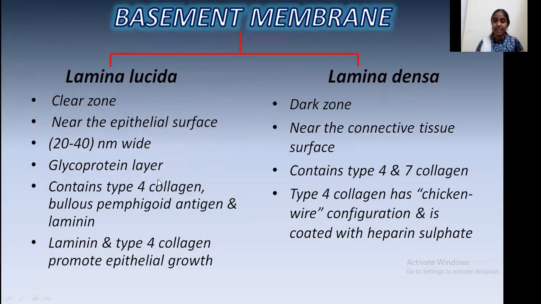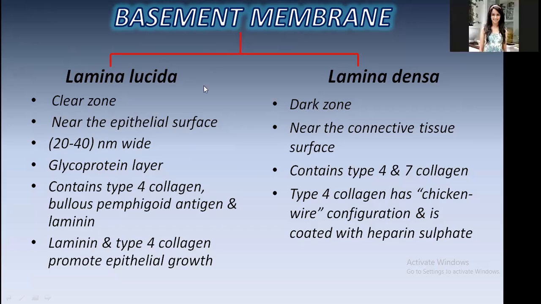Basement membrane again has two layers, lamina lucida and the lamina densa. We'll see about them. Lamina lucida is the clear zone near the epithelial surface. Lamina densa is the dark zone near the connective tissue surface. Lamina lucida is 20 nanometers wide. It contains a glycoprotein layer, type 4 collagen, bullous pemphigoid antigen and laminin. Please make a note: bullous pemphigoid antigen is seen in lamina lucida of the basal lamina. Laminin and type 4 collagen promote epithelial growth.